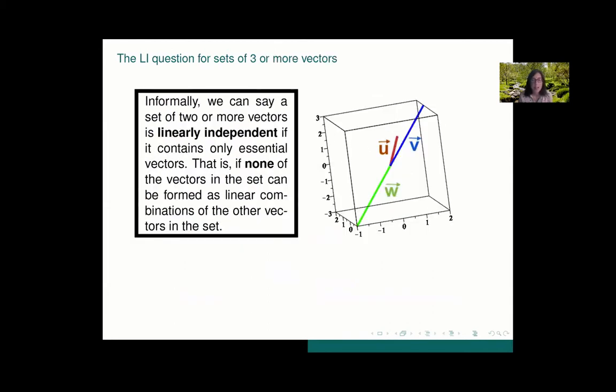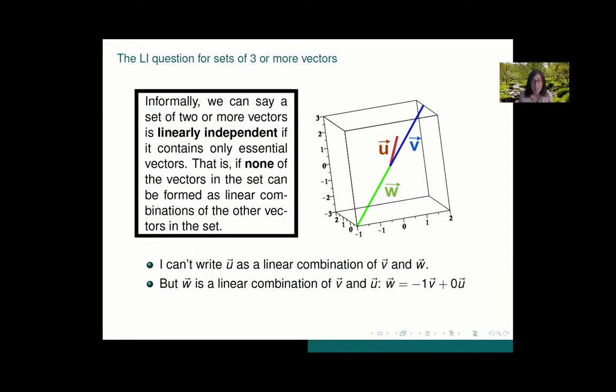Now, we'll look at a set of three vectors. This gives us enough space that we can make some generalizations to n vectors as well. In this example, V and W lie on the same line. Since U is not on that line, I can't write U as a linear combination of V and W. But this does not mean that the set UVW is linearly independent. For the set of three vectors to be linearly independent, it would need to be the case that none of the vectors could be written as linear combinations of the others.